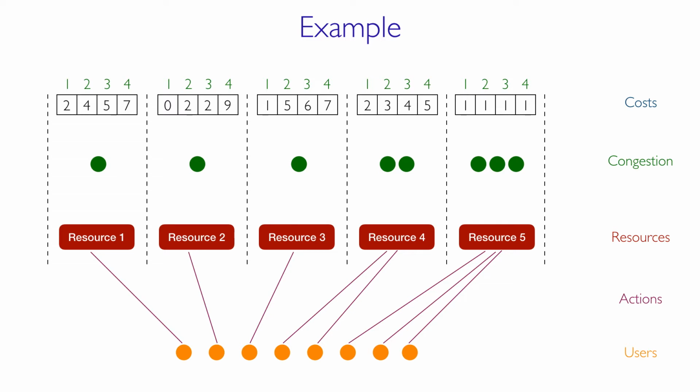Here we have the congestion of each resource. It is 1 for the first 3 resources, 2 for resource 4, and 3 for resource 5. Finally, we have the cost associated with these resources that, in this case, are the same cost of the users, given that the actions are single resources. So the first user incurs a cost of 2, the second user incurs a cost of 0, and so on. That is the cost in blue in the figure.